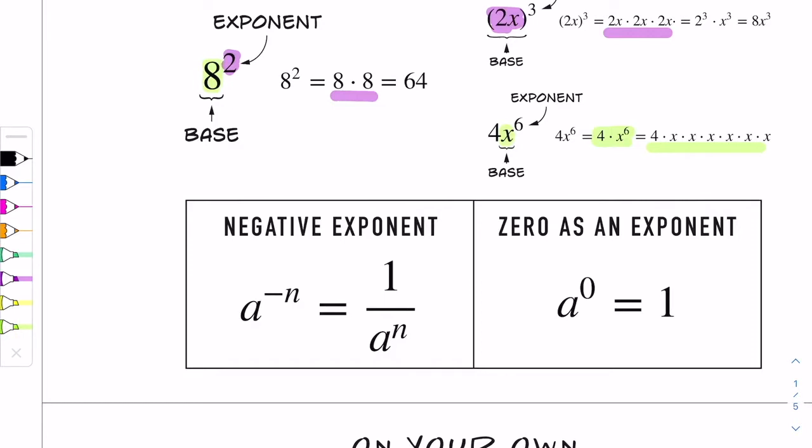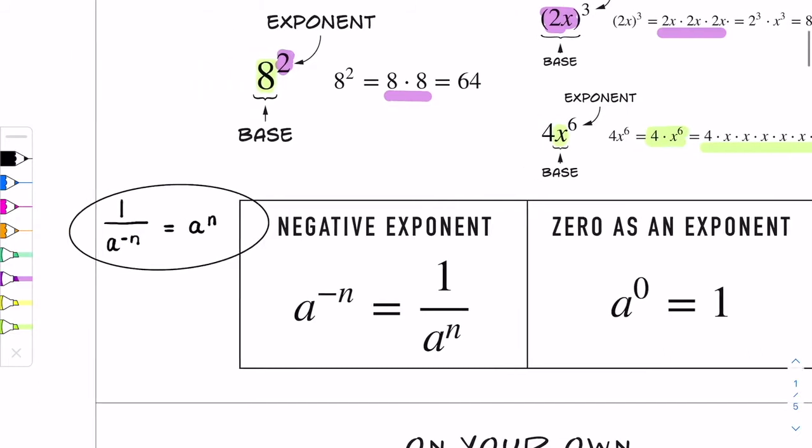I'm going to give you the opposite example. If I had 1 over a to the power of negative n, this would be a to the power of n over 1, or just a to the power of n. So this here is the opposite of the one that I already typed for you.